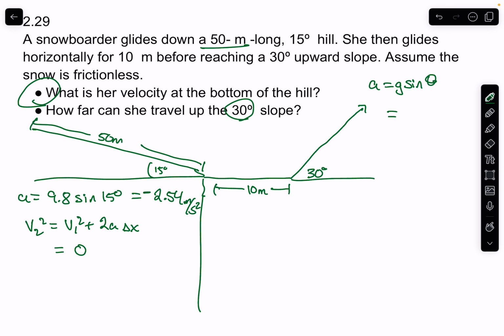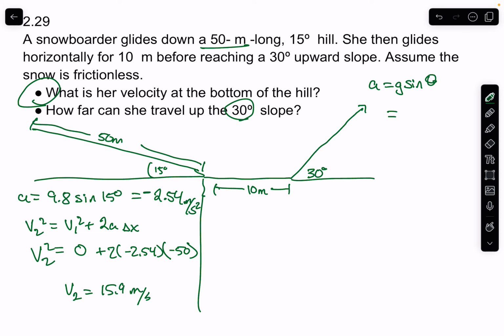She starts at 0 plus 2 times negative 2.54 times the change in x, which is negative 50 because she's gone downhill 50. And then you play the game, right? This is v2 squared. There'll be a square root involved, but you can solve this problem relatively easily. And I get v2 to be 15.9 meters per second.